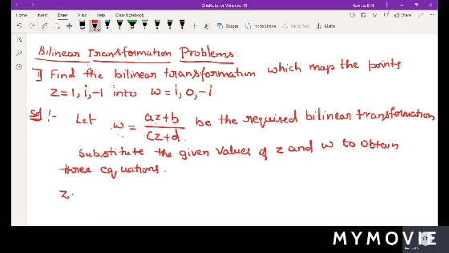Okay, here take down z is equal to 1 and w is equal to i. w is equal to a into, in place of z substitute 1, plus b written as it is, divided by c into 1 plus d. In place of w we substitute the i value. Okay, then do the simplification.